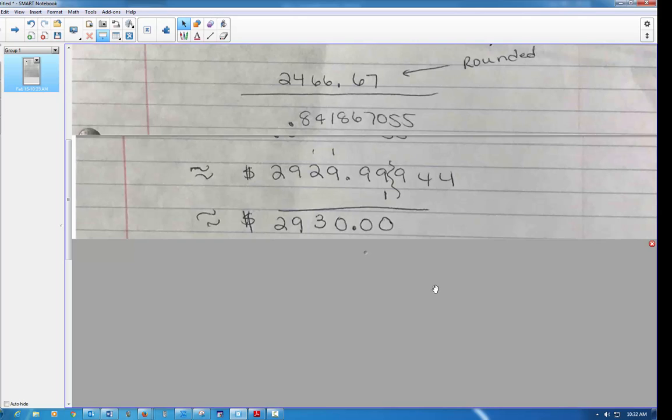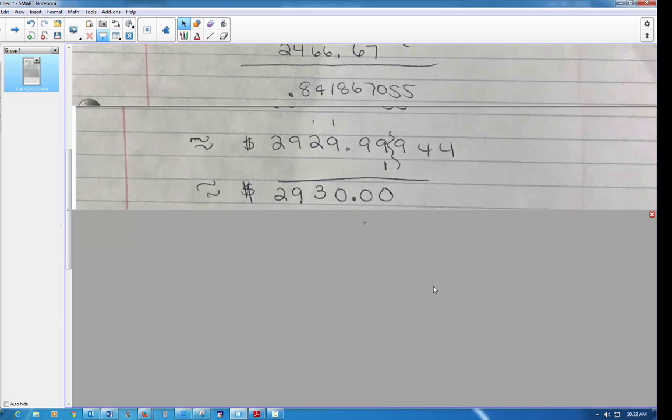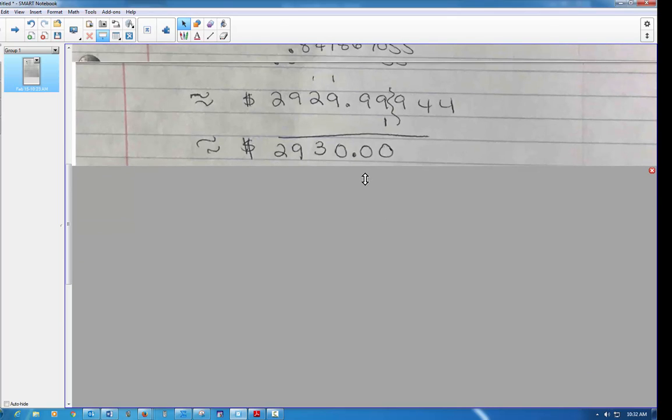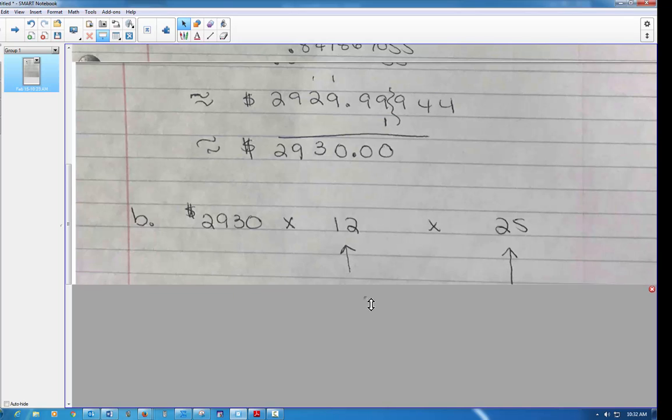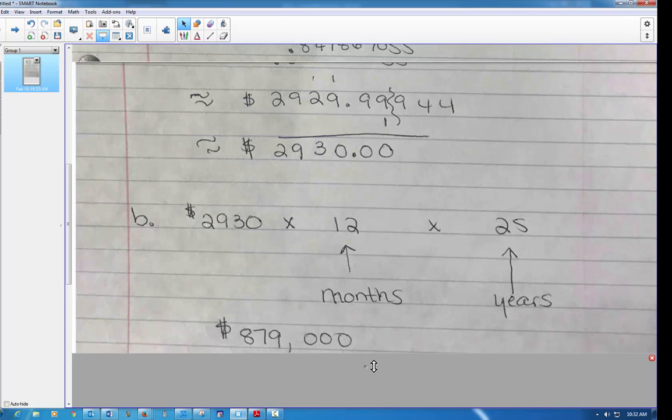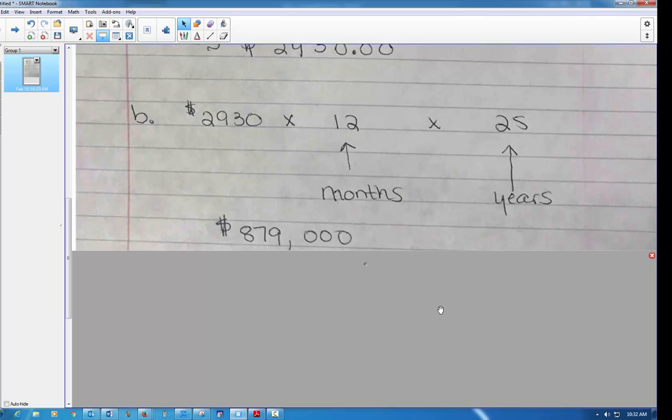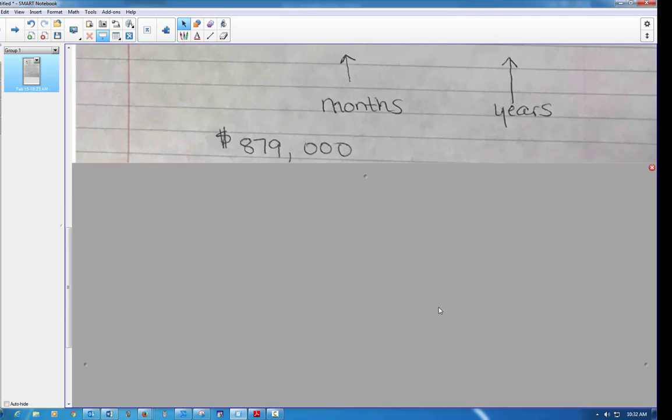Then it says, what is the total amount you pay back to the loan company? Well, if I'm paying $2,930 every month for 12 months for 25 years, I get a figure of $879,000. Now remember, your loan was for $400,000, so you're paying over twice the amount for this home because you had to finance it. So the last question says, how much did you pay in interest?